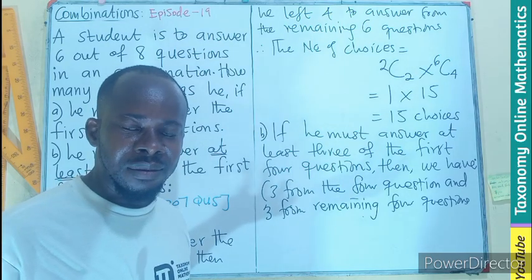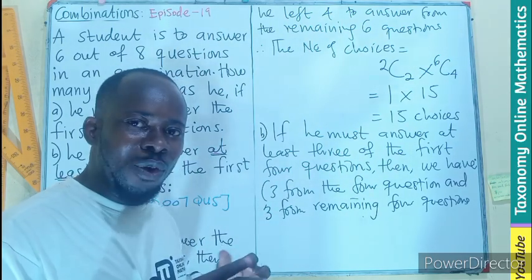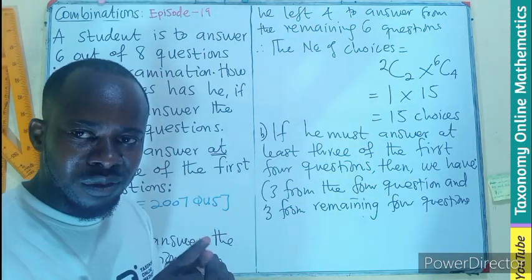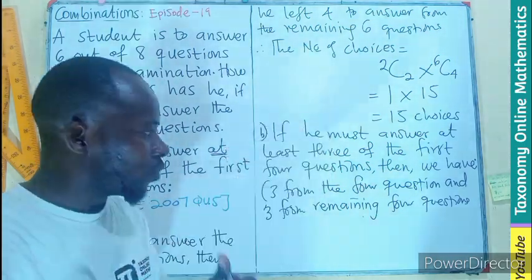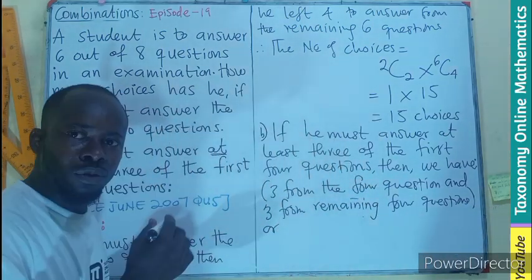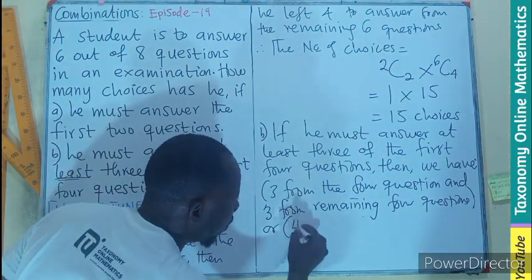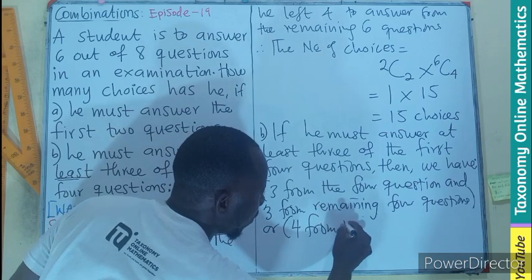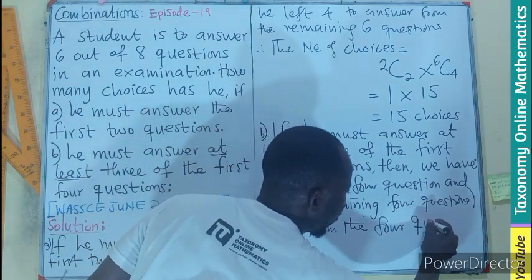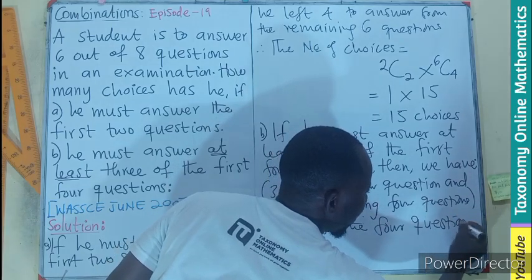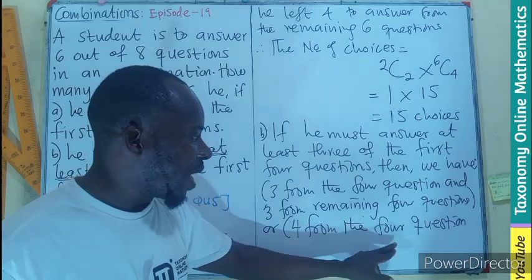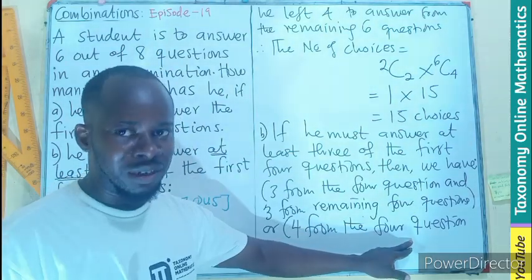That is the instance. So that instance alone is not the only option we can pick from. You can remember that at least means 3 or more. So this is one instance, or he can choose 4. 4 from the 4 questions, that's the first 4 questions. I'm trying to buy space, so I'll be cutting off some of the words. So 4 from the first 4 questions. He can answer all the 4 questions from there.